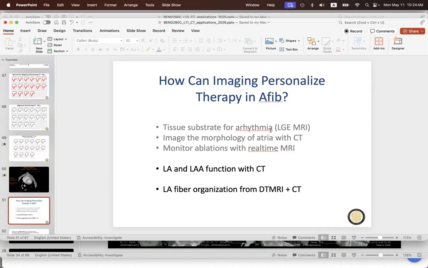This is mostly with MRI, if you inject a contrast agent, we'll see this called gadolinium. It will stick to places in the left atrial wall that have been infarcted, and so you can kind of get a map of how much of the left atrial wall is still alive. You can image the motion and the shape of the left atrium very well with CT.